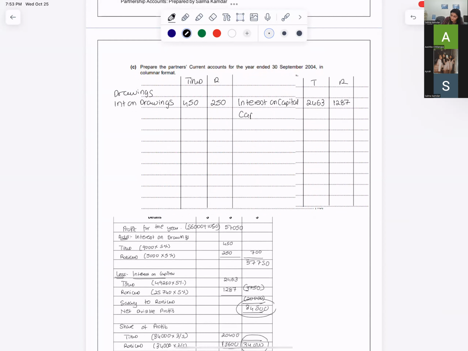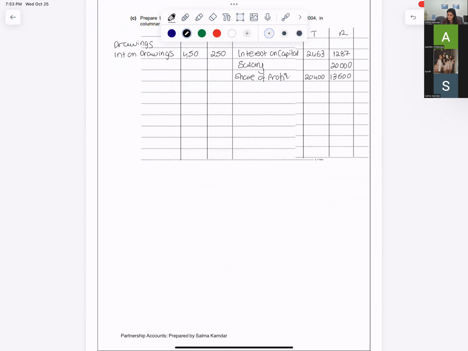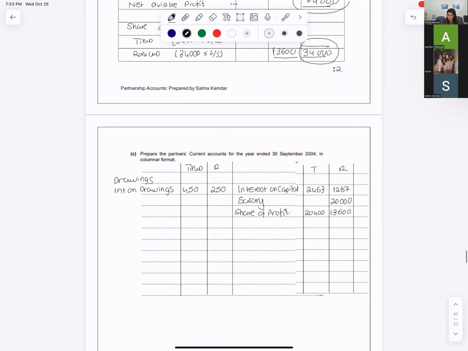Below that you will have your salary. Salary is given to Ronicus, 20,000. Then the share of profit. What is the share of profit? 20,400 and 13,600. So everything that was in the appropriation account we have recorded.